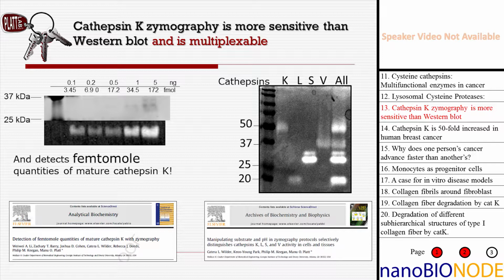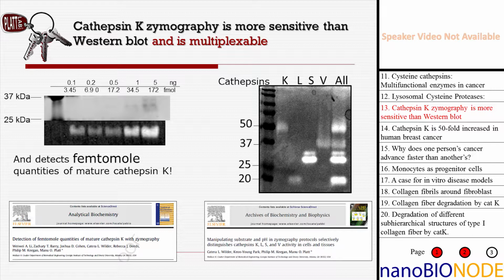So not only can we get just the mature form, we can also very sensitively detect it. And guess how much antibodies cost? A lot of money. When you don't use antibodies, it's a really cheap assay, right? And then later we figured out we could multiplex it by changing some of the conditions, and we published that as well. So this is our zymography.